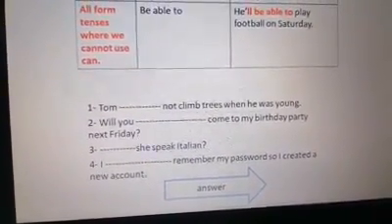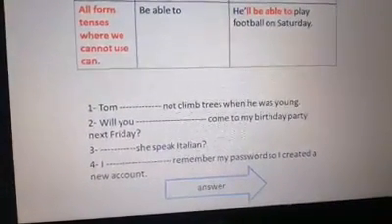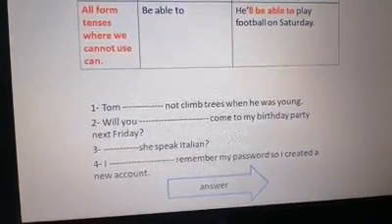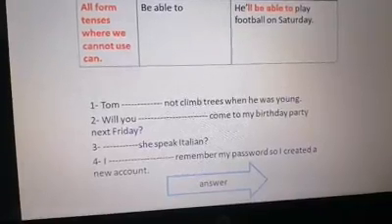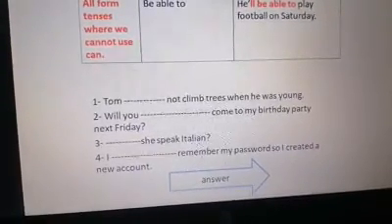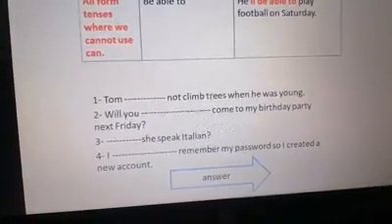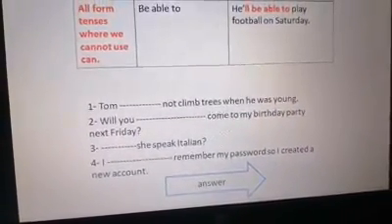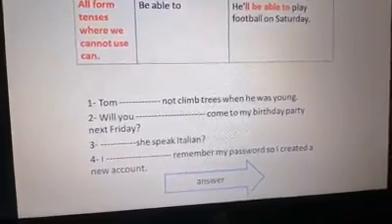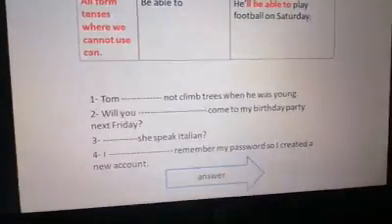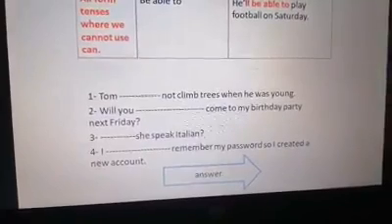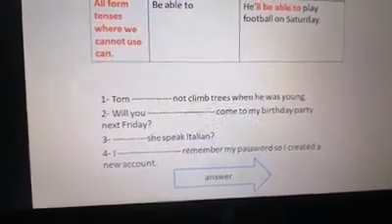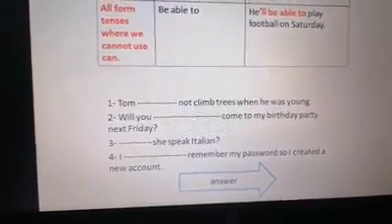Number 1: Tom does not climb trees when he was young. Number 2: Will you come to my birthday party next Friday? Number 3: she speak Italian? Number 4: I don't remember my password, so I created a new account. Now you can pause the video, think of the answer, then you can check it later with me, okay? So I will go now for the answer.